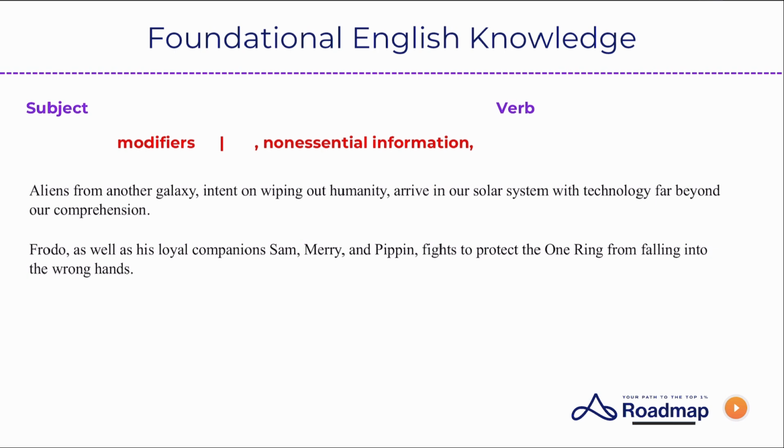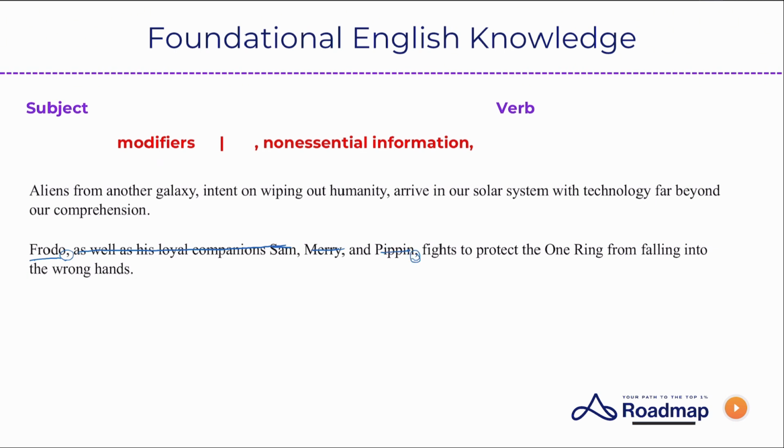So if we look at this sentence, we read Frodo, and then we notice a comma here, right? Which is going to begin non-essential information. So, as well as his loyal companions, Sam, Merry, and Pippin, right? We notice this comma here before the verb fights. So we know that this comma is going to close or finish the non-essential information.